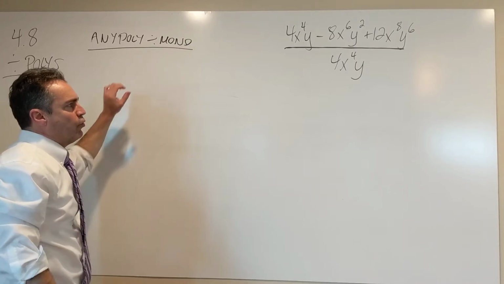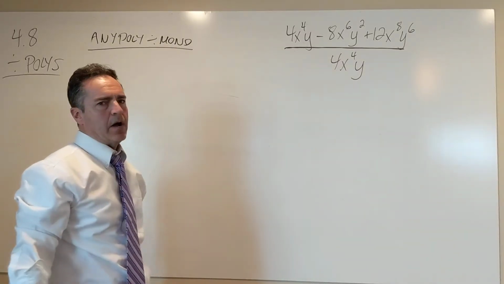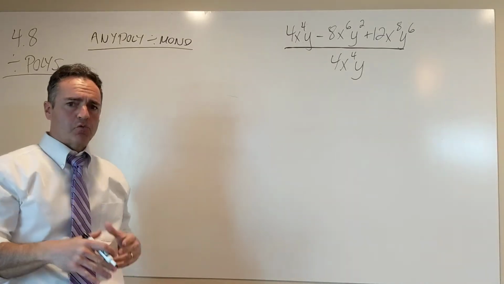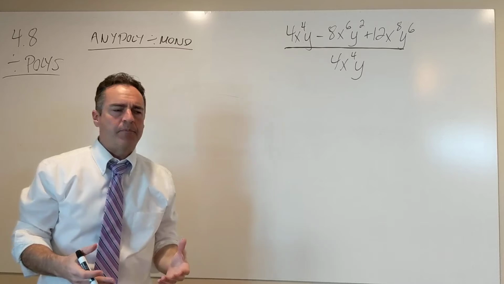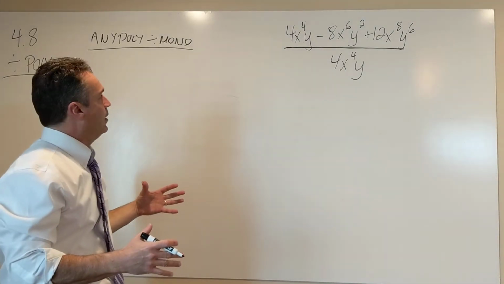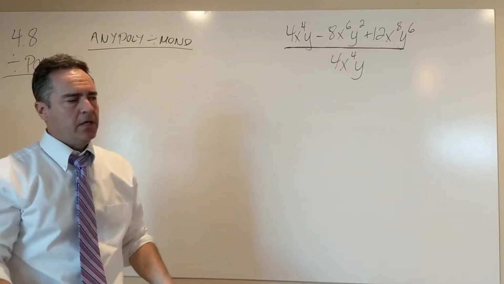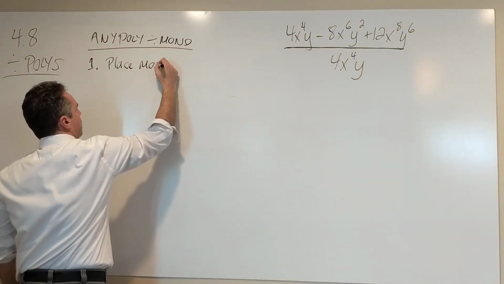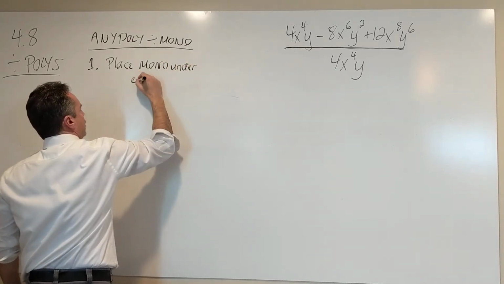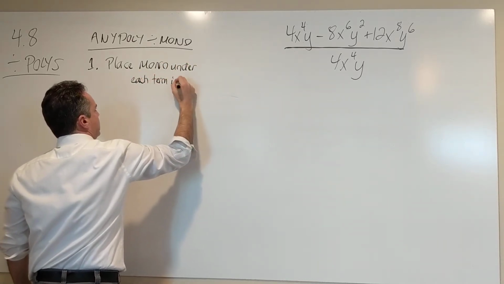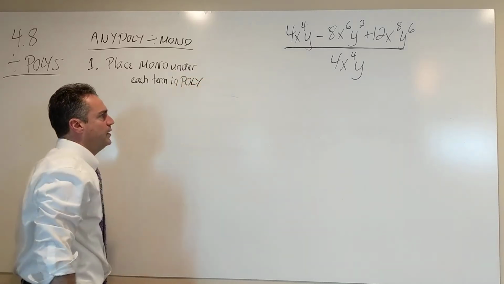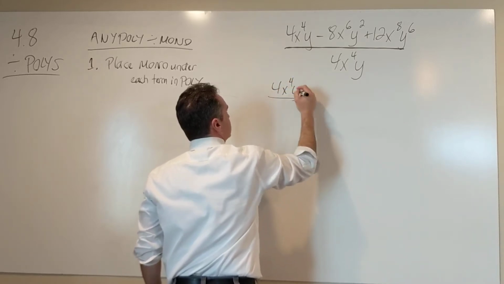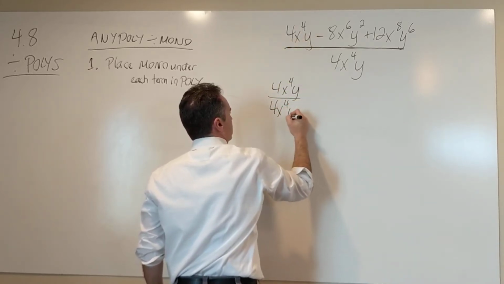All right, so I erased the one side since they're both the same problem, and we're going to leave this one up here to do. So here's your steps. This is your rubric or your recipe to be able to divide any polynomial by any monomial. So our first step, very simple, we're going to place the mono under each term in the poly, okay?